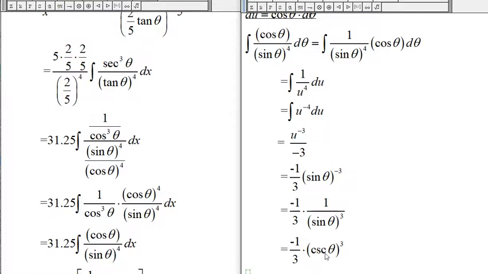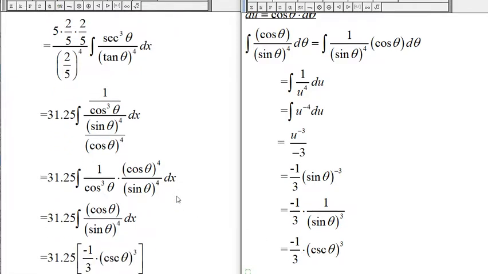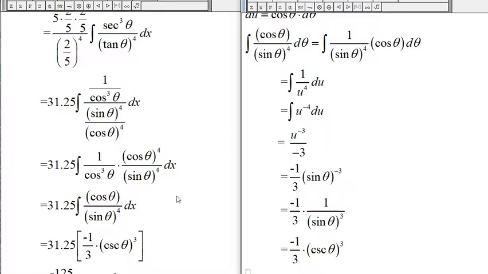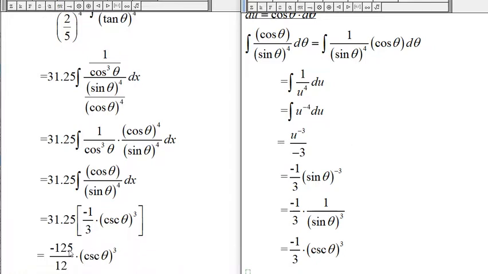But 1 over sine is the same as cosecant. And so that's why we get cosecant to the third. And so this integral right here is negative 1/3 cosecant of theta to the third. 31.25 times negative 1/3 is negative 125 over 12. And then we have cosecant to the third.